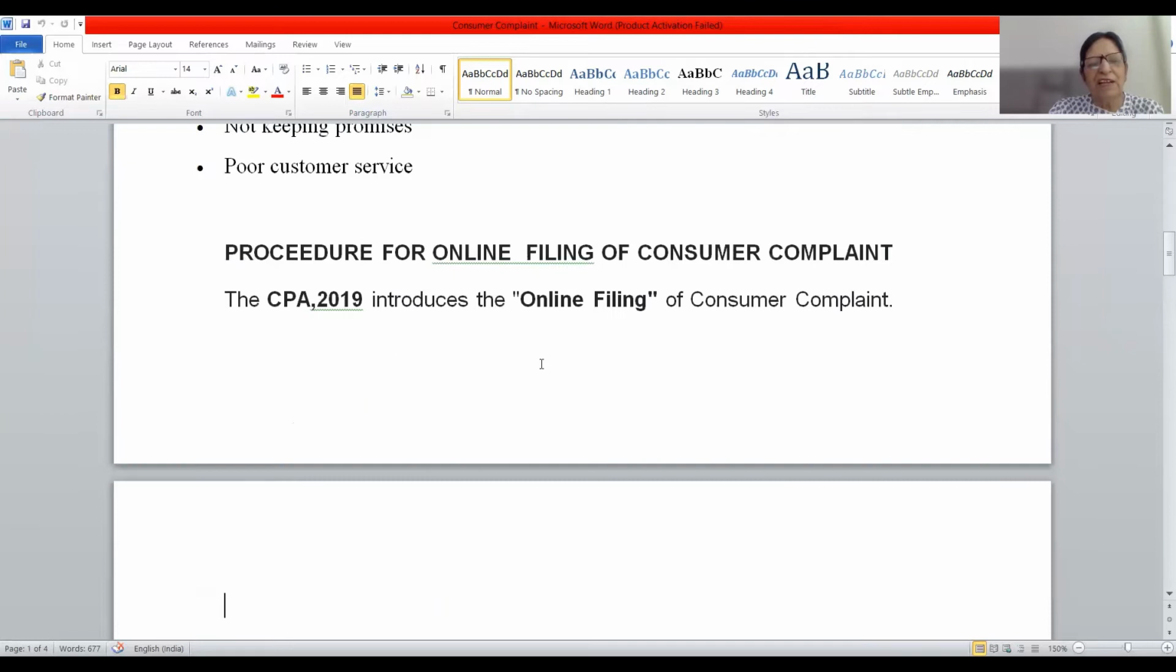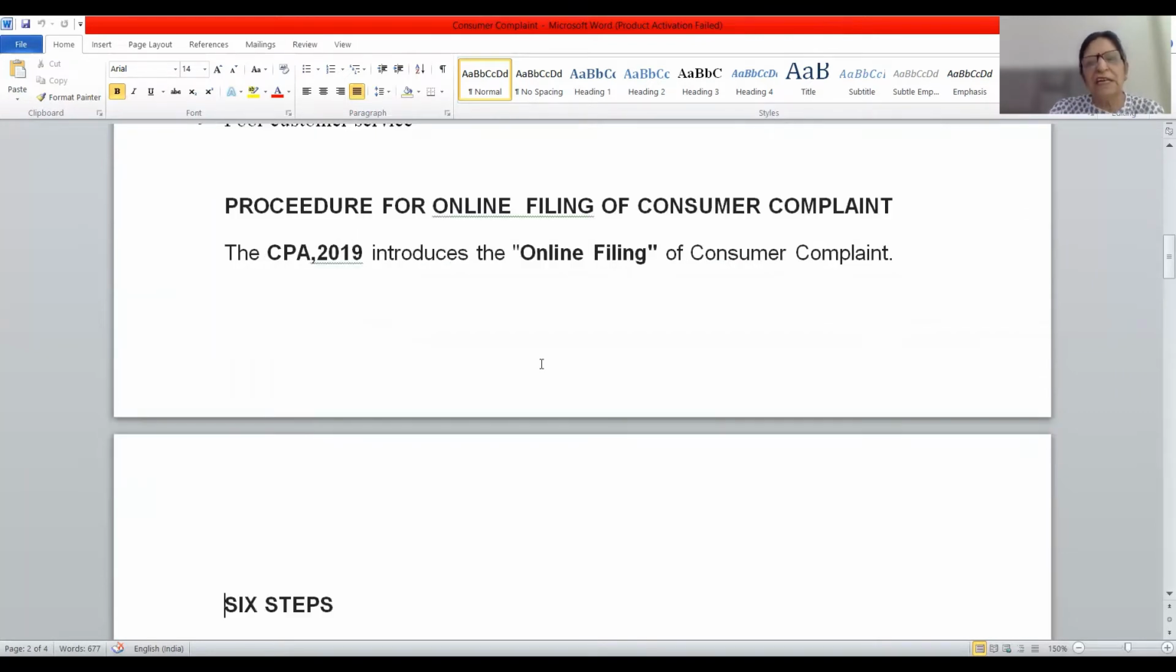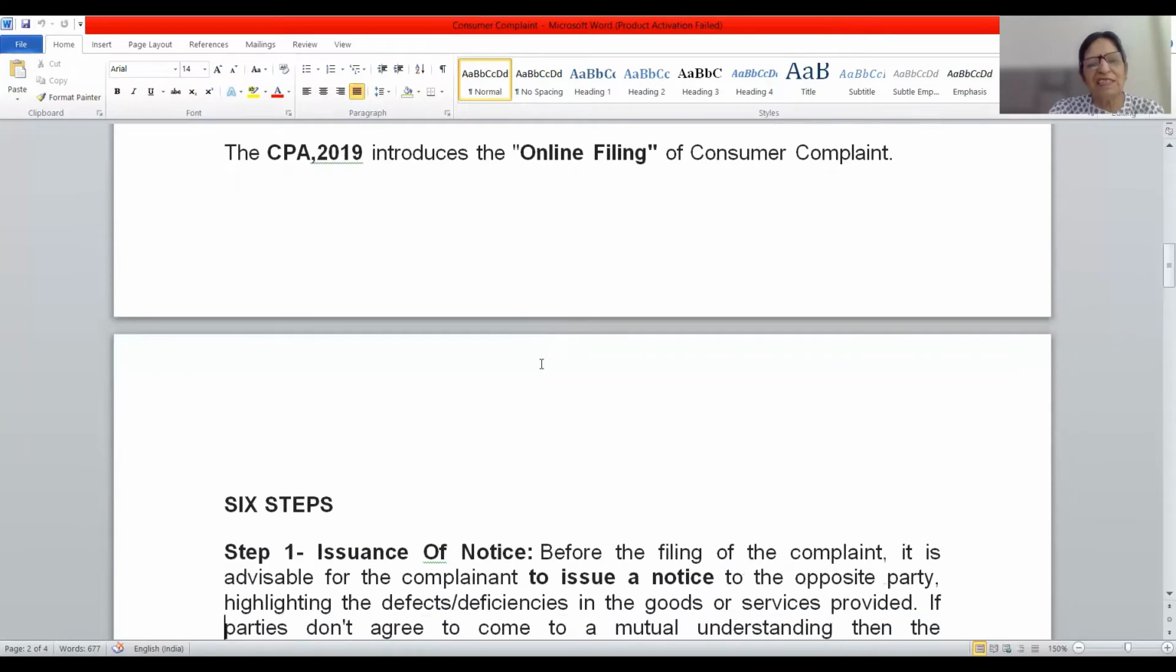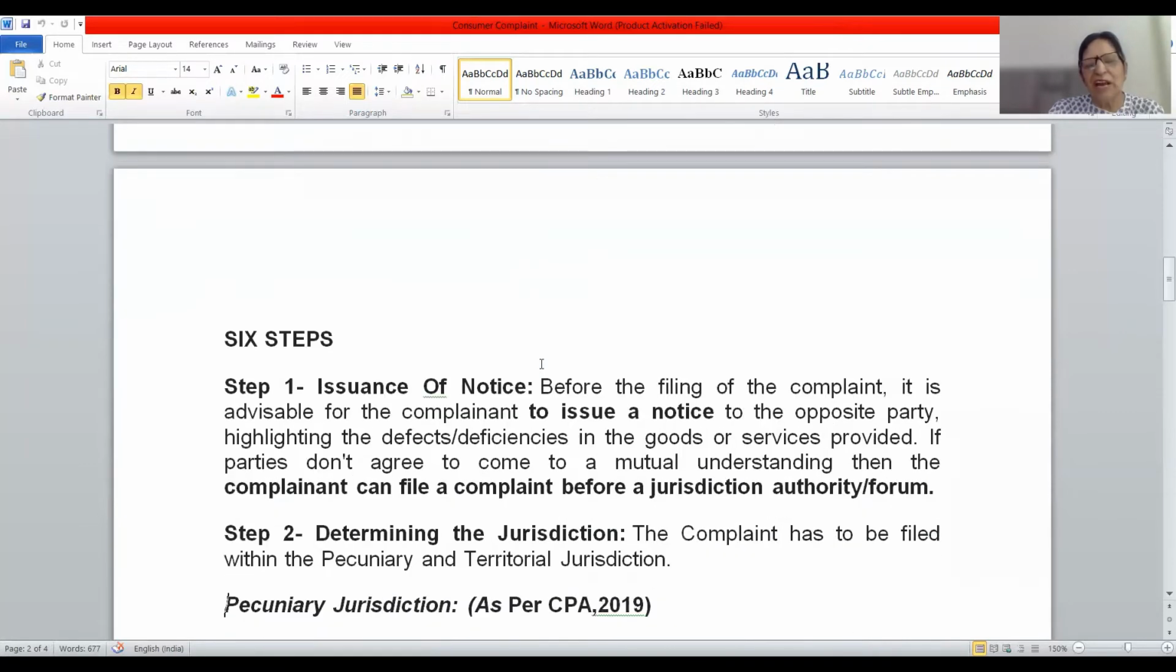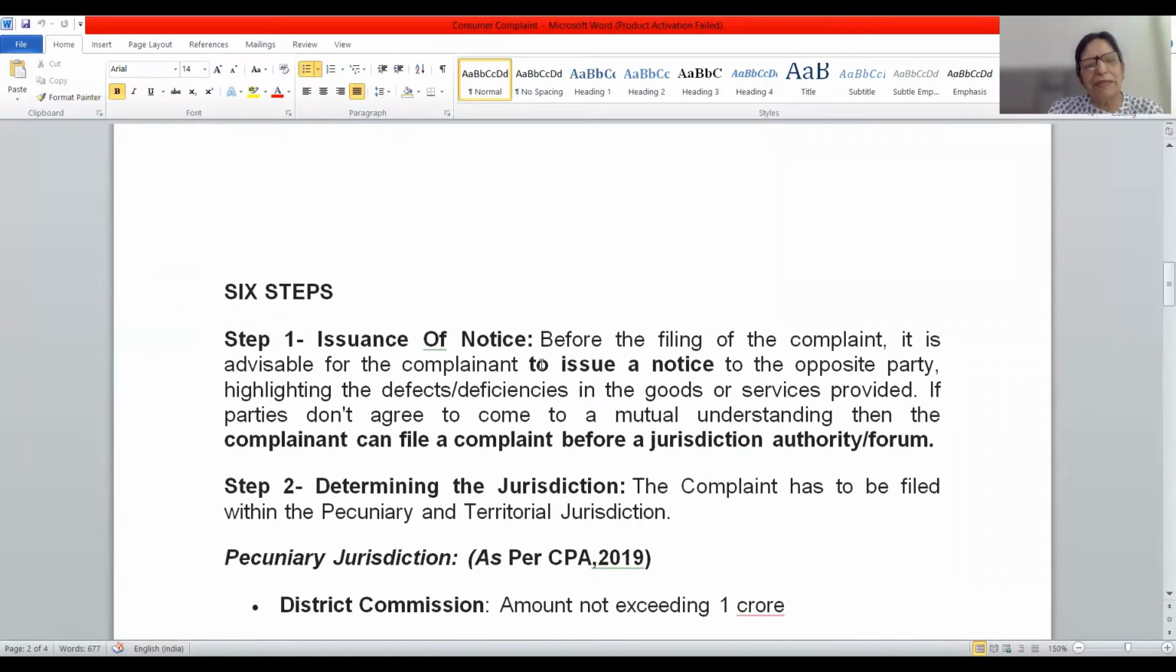Moving ahead, now friends, I'll take a very important heading, which is the procedure for online filing of a consumer complaint. The CPA 2019 has introduced the online filing of consumer complaints. There are 6 steps. So now I'll take a step-by-step discussion.